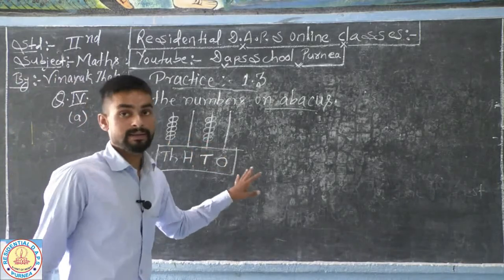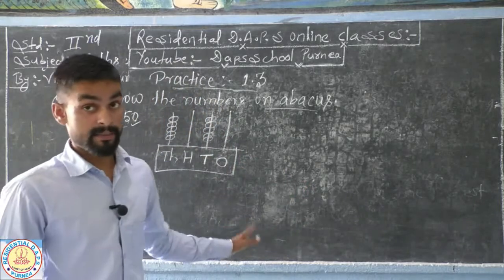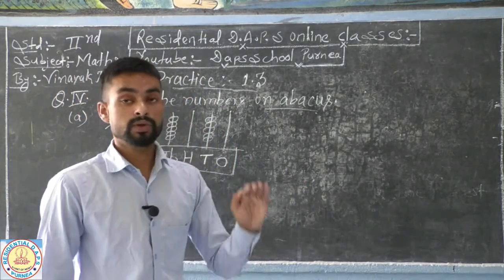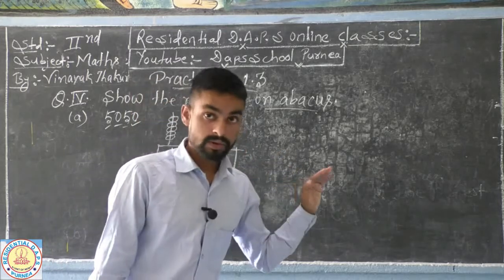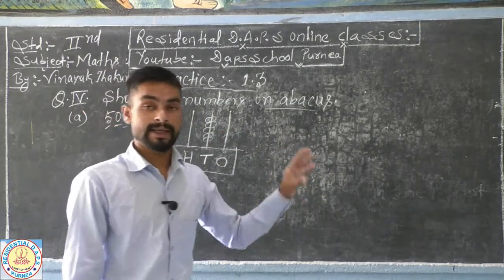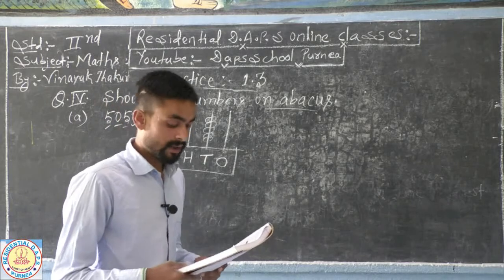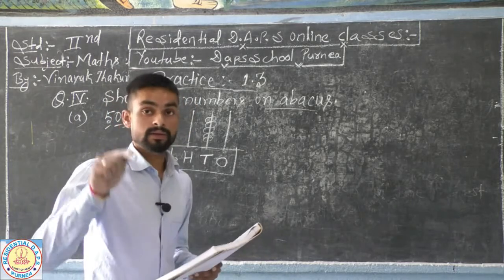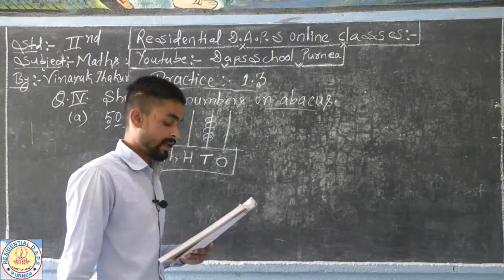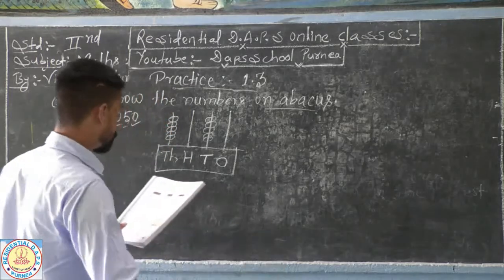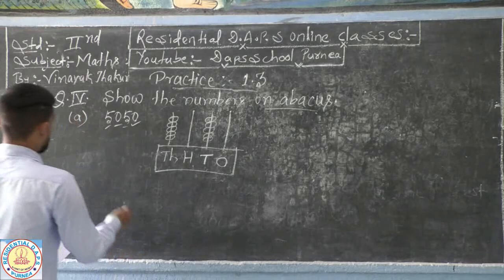This is the place value chart that I put on your abacus, and you have to put all the numerals in this way on your abacus. So I think you can understand. B and C are your homework, and you need to try to find out the answer. So I'm going to your question number five.